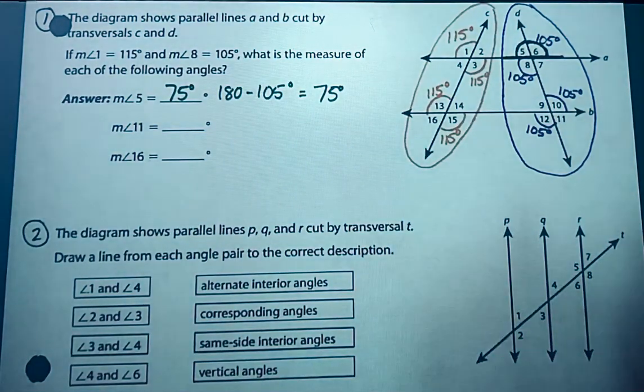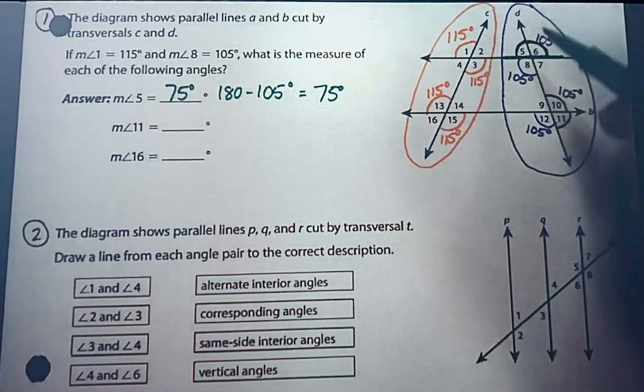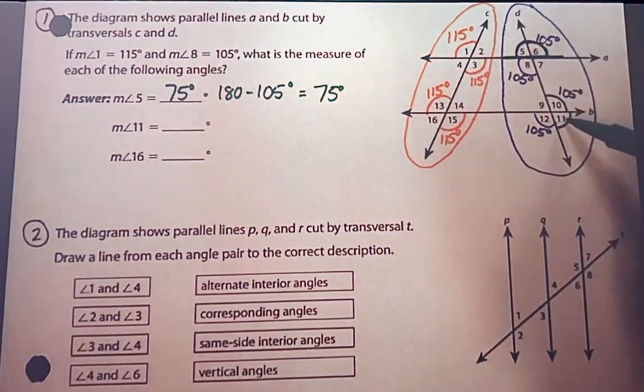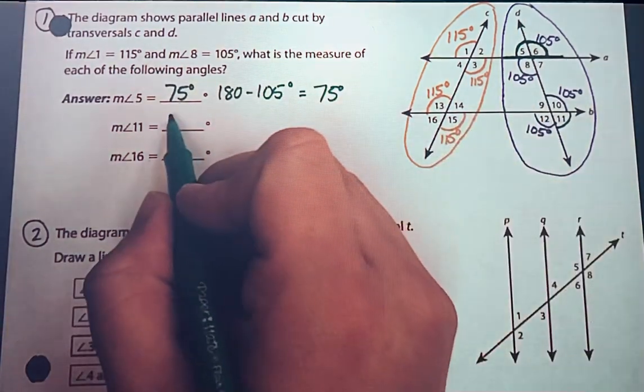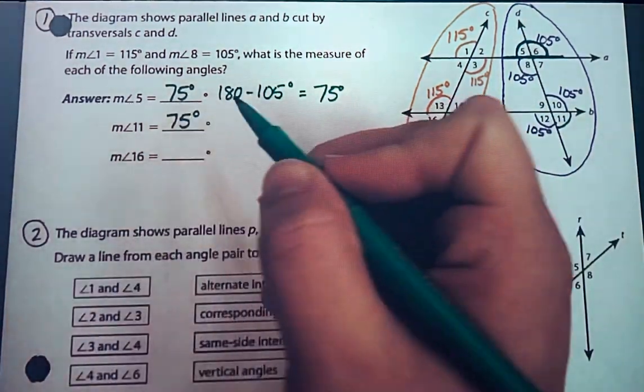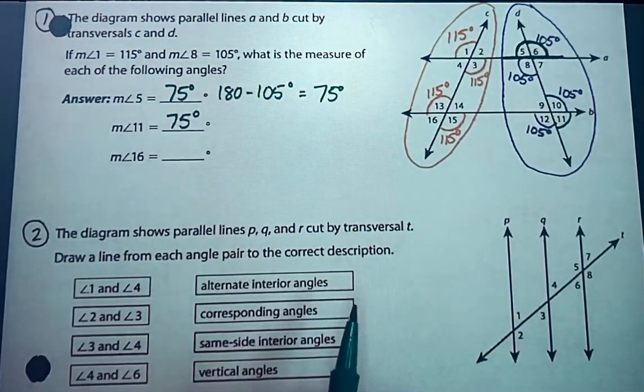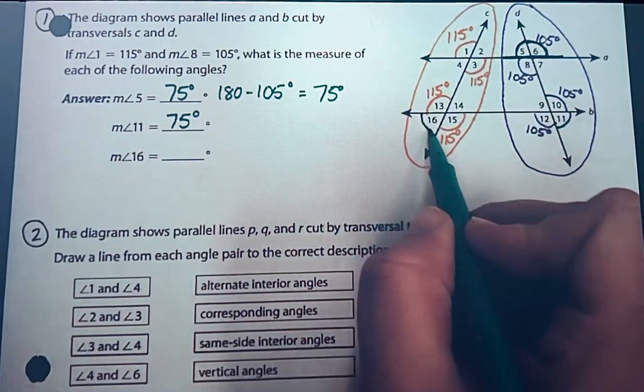Moving on to angle 11, which is right here. There's several ways to find angle 11. One way to find it is to say angle 5 and angle 11 are congruent to each other because they are alternate exterior angles. So because they're congruent, angle 11 is also going to be 75 degrees. And then we're going to move on to angle 16.